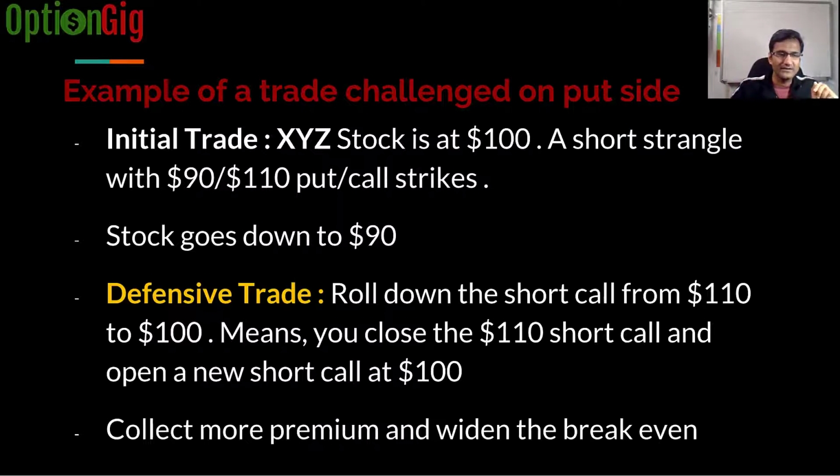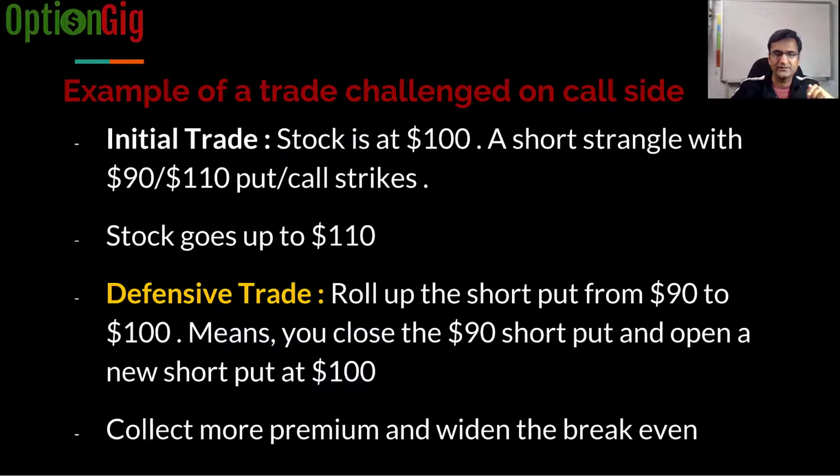Let's look at the next example. Same thing, stock is trading at 100, you have a short strangle with a 110 call, 90 put. Now in this case the stock goes up to 110. Now it has started to challenge your 110 call, right? The call was at 110, stock is at 110, it's challenging your call. In that case you should roll up your put from 90, bring it to 100. In some cases you can bring it to 100, 105.